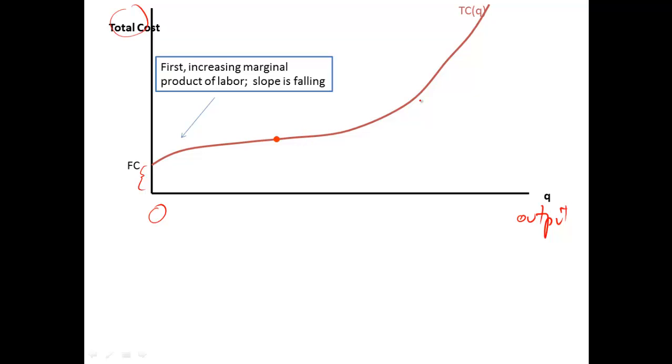What's going on here? Well, first we have increasing marginal product of labor, which means that the incremental cost of making another unit of output is falling. And what does that mean? That means costs rise more slowly with additional units of output up to some point. And then, after that point of minimum slope, that is, minimum increase in cost with an additional unit of output, the slope starts rising.